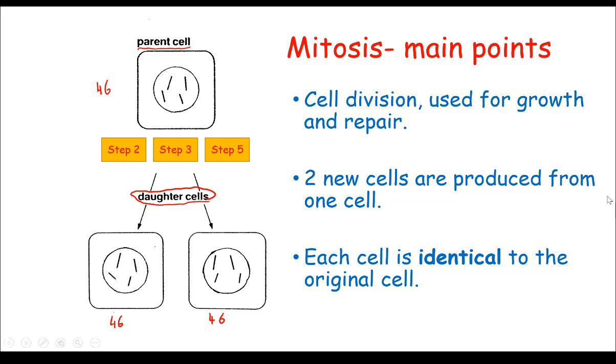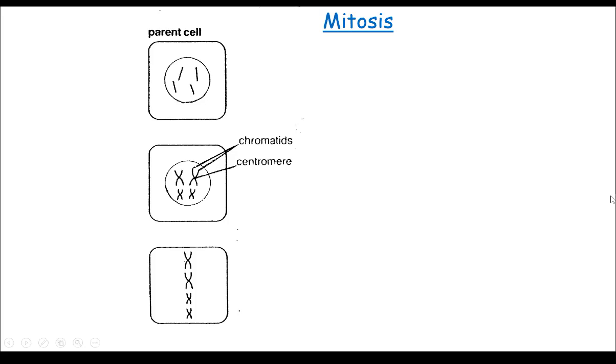So let's get into the process of mitosis. So we start off here with the parent cell. Now, just so that we know what we're looking at here, this is a typical animal cell. We've got the cell membrane, the cytoplasm, the nucleus, and in here are chromosomes. So at the minute, we're looking at 2 pairs of chromosomes, or altogether 4 chromosomes.